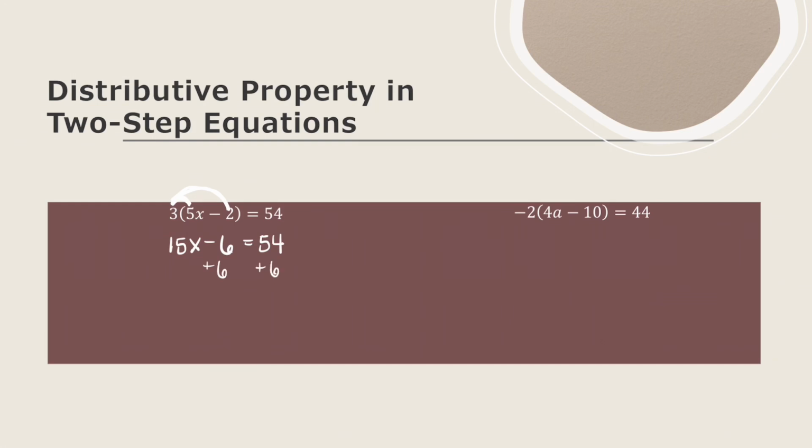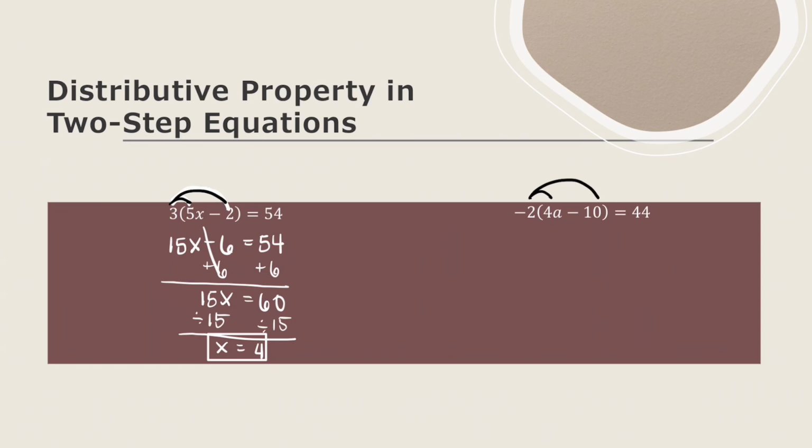So like I'd add 6 to both sides. And I have 15x because these canceled out. And this becomes 60. And then I would divide by 15. So x is equal to 4 in this case. So all you have to really do is just first distribute it, like I said.